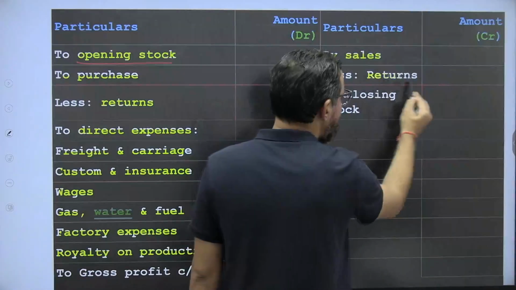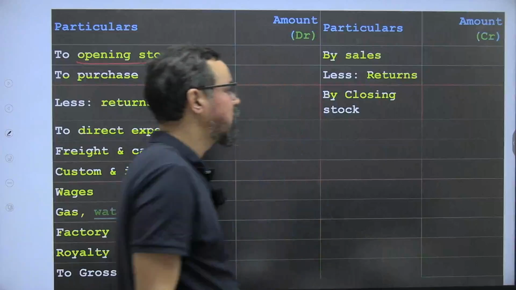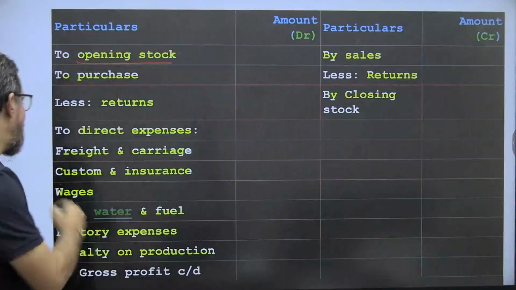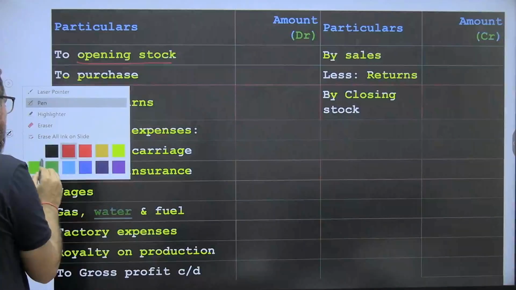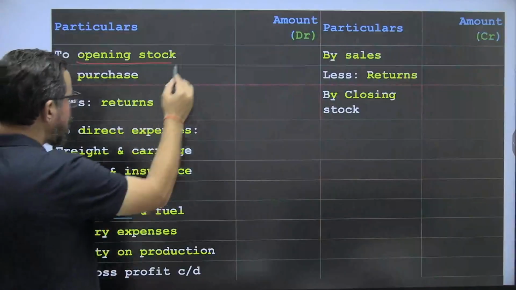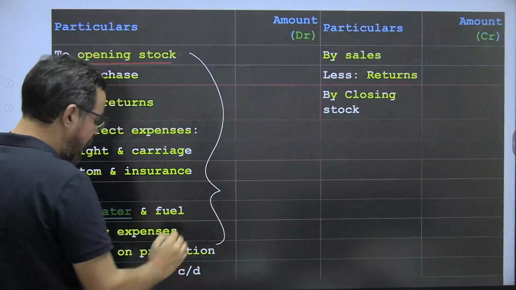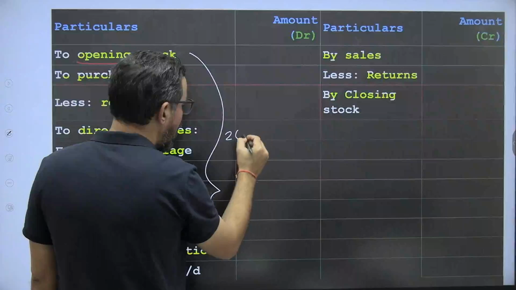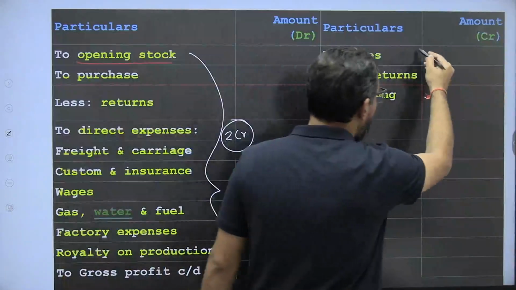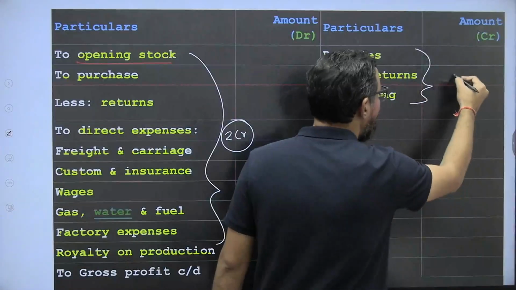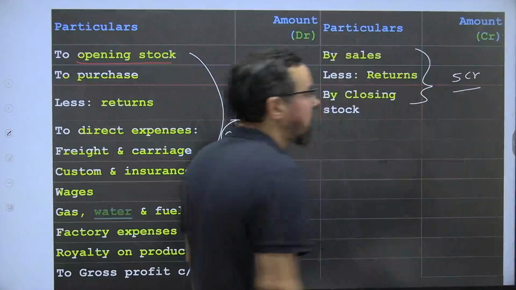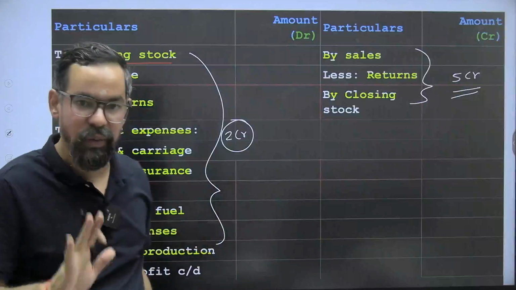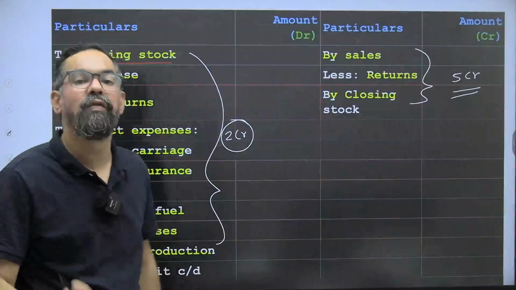We have by sales, sales return, or closing stock. Okay? So this way you have to calculate this one. Let's give some numbers to these figures. Let's say the total of this side is, suppose, 2 crores, and the total of this side is, suppose, 5 crores. So that means this business is in profit. Their credit side is higher than their debit side. First of all, basic rule. The profit is 3 crores.